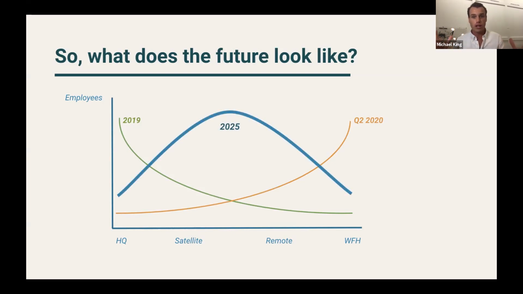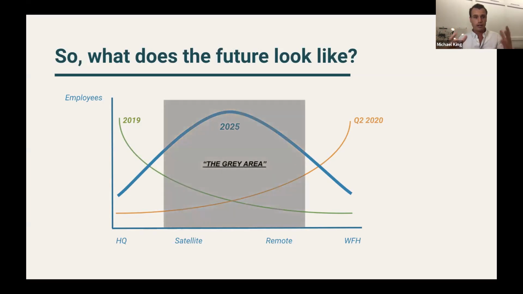Where do we see the future? We see the future having a smaller number of people in headquarters full-time, a smaller number of people than today working from home, and the majority of the population in what we're calling, with very inspirational words, the grey area. We'll probably come up with some funky language for this in the future, but today, in a sales context, we're literally just thinking about how we solve for the grey area.